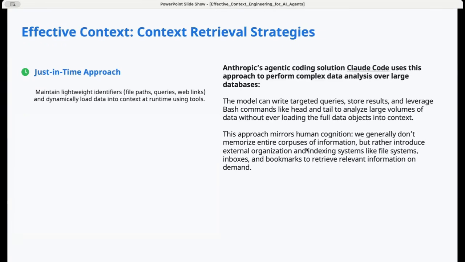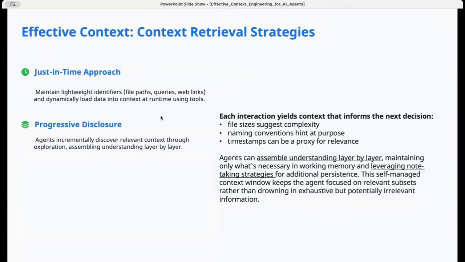We don't memorize the entire corpus of information, but we rely on indexing systems like files, inboxes, bookmarks, and databases to retrieve the minimal set of the most relevant information to reach a conclusion at one time step. Progressive disclosure is just incrementally discovering the relevant context and trying to assemble the understanding layer by layer.